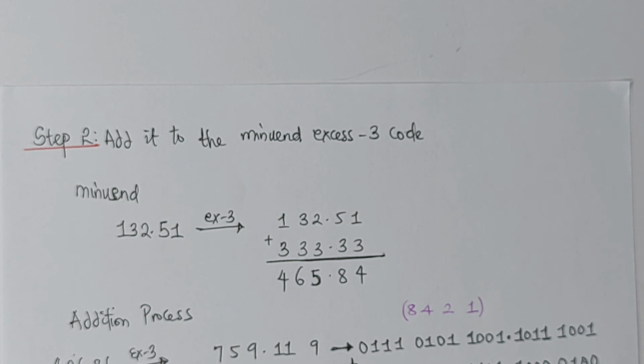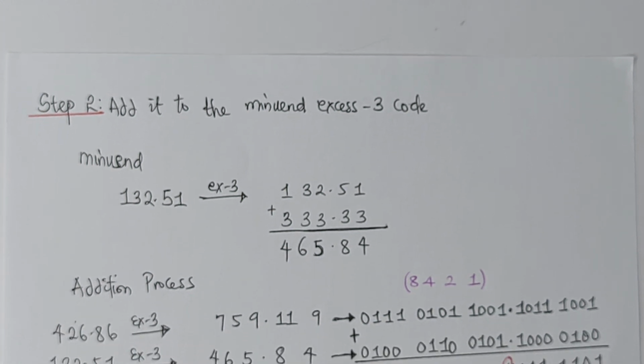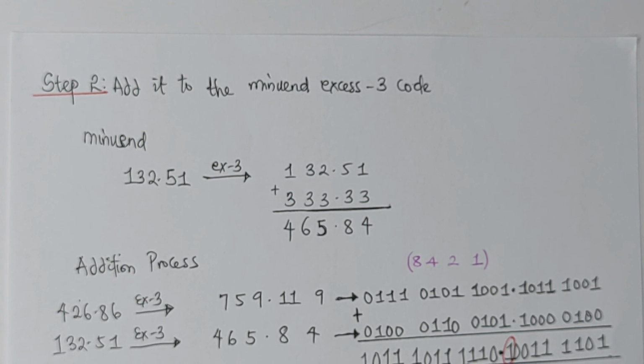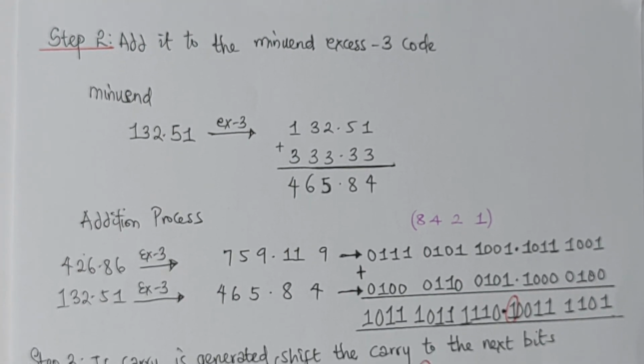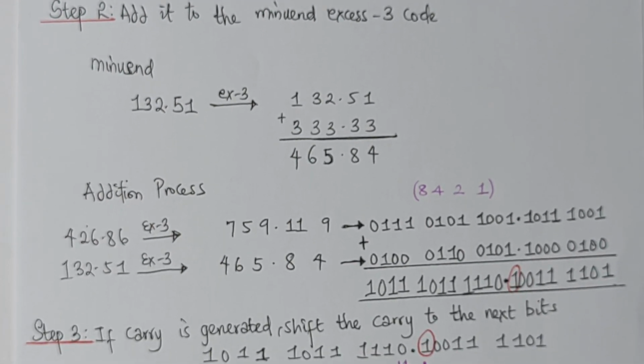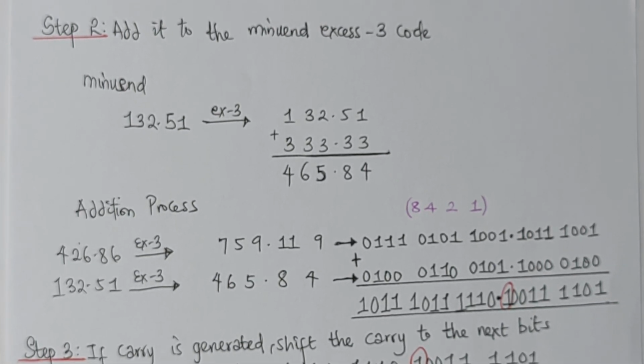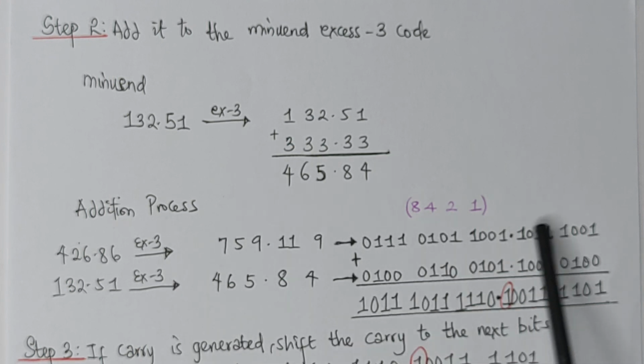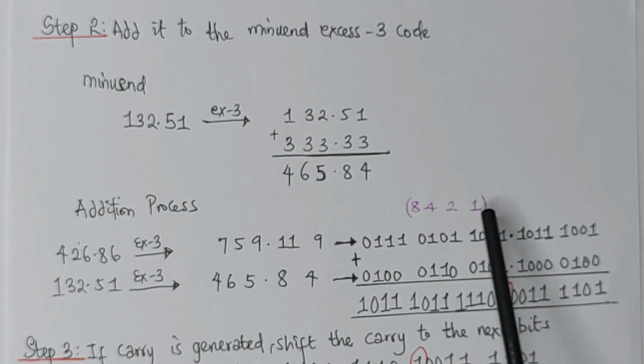Now let's go on with the addition of what we have gotten for the 9's complement Excess-3 code of the subtrahend and the minuend's Excess-3 code. This is what we are going to have. Previously, in my other sheet, I told you the summation for this to be 759.119 and this to be 465.84. Now we're going to spread it under 8421.